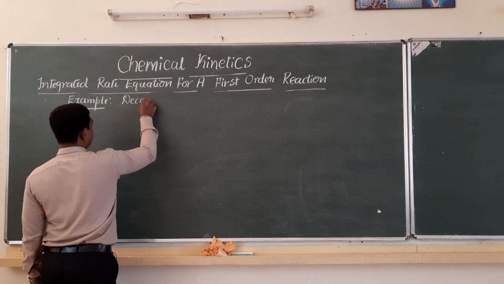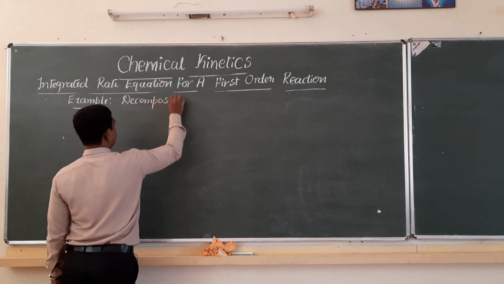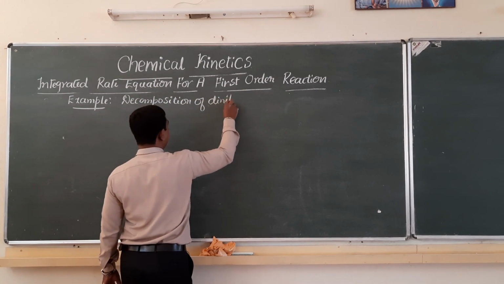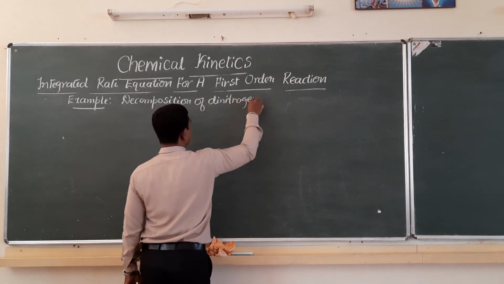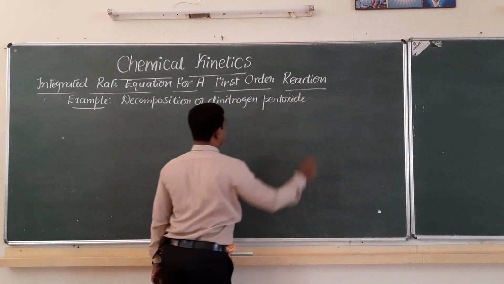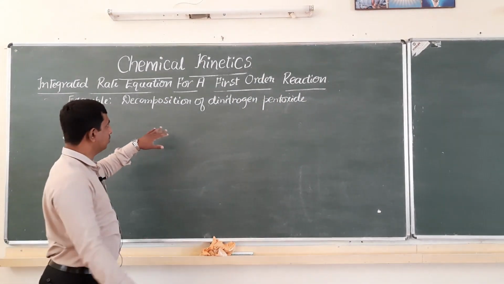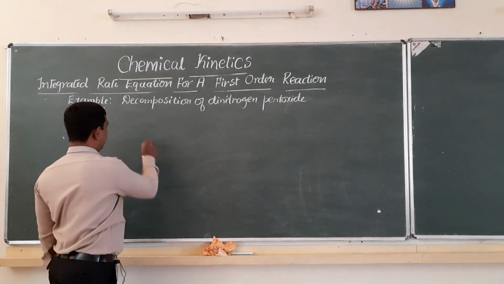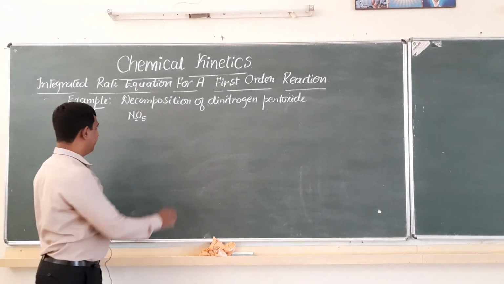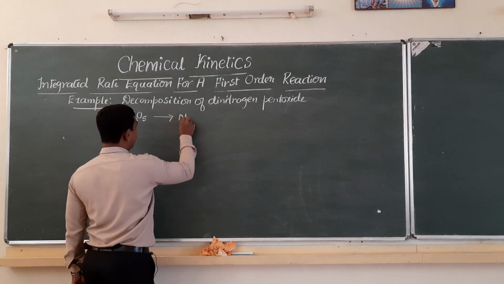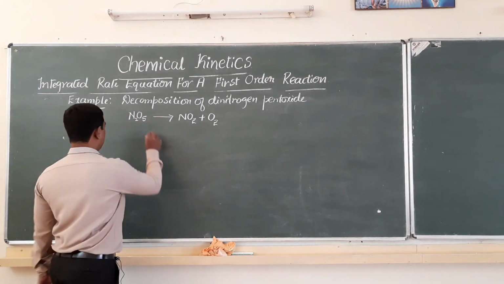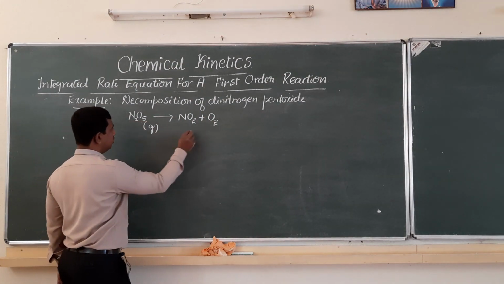Decomposition of dinitrogen pentoxide. This is an example for a first order reaction. Formula of dinitrogen pentoxide is N2O5. It decomposes to give nitrogen dioxide NO2 plus O2. So N2O5 is in gaseous state.